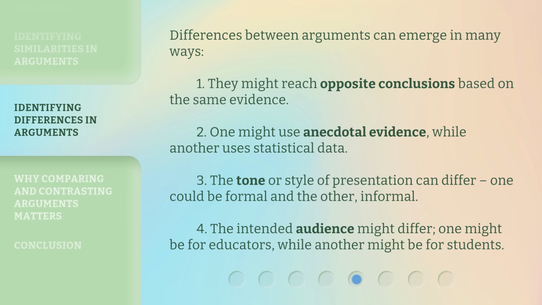Differences between arguments can emerge in many ways. 1. They might reach opposite conclusions based on the same evidence. 2. One might use anecdotal evidence, while another uses statistical data. 3. The tone or style of presentation can differ. One could be formal and the other, informal. 4. The intended audience might differ. One might be for educators, while another might be for students.